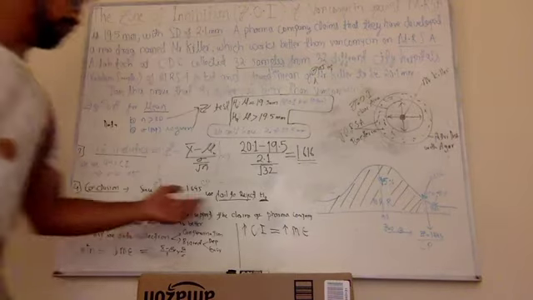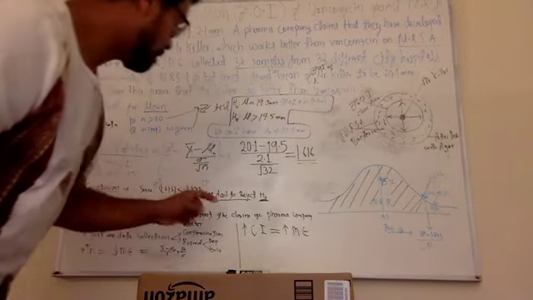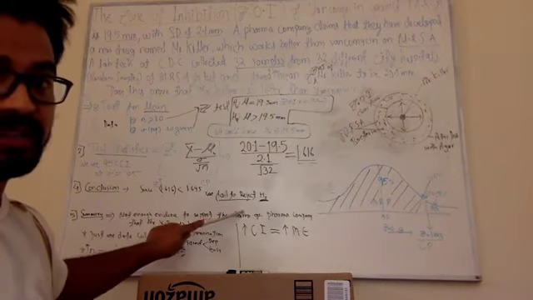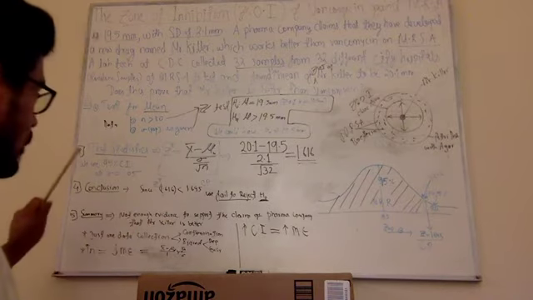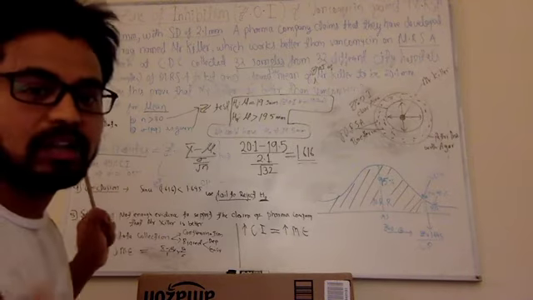Therefore, we fail to reject the null hypothesis. Again, we fail to reject the null hypothesis, not the alternate hypothesis, because everything we're doing is for the null hypothesis, okay?